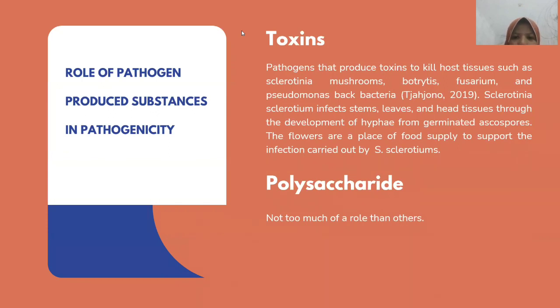Toxin. Pathogens that produce toxins to kill host tissue include Sclerotinia fungus, Botrytis, Fusarium, and Pseudomonas bacteria. Sclerotinia sclerotiorum infects stem, leaves, and head tissue through the development of hyphae from germinating ascospores. The flowers are a place of food supply to support the infection carried out by sclerotiorum. Polysaccharides do not play as much of a role as the others.